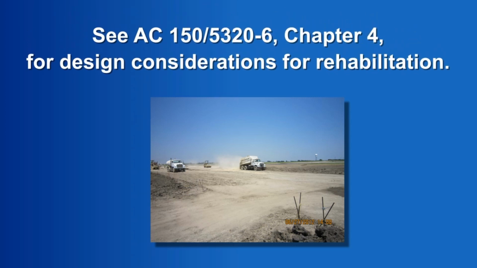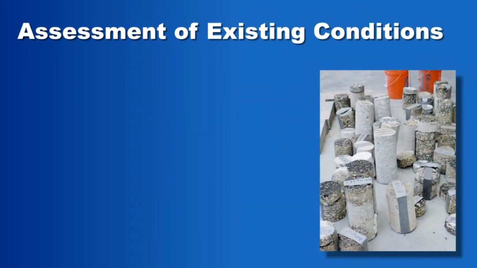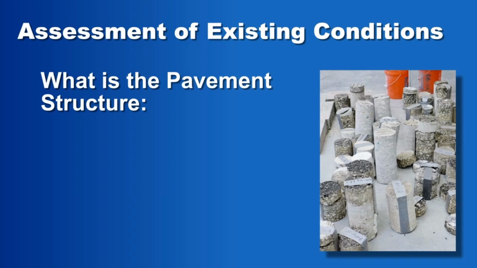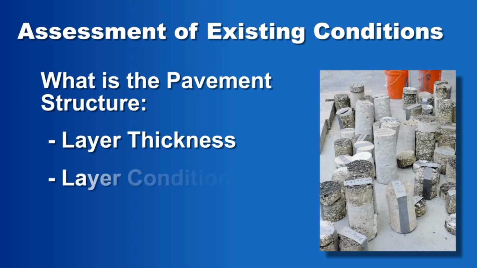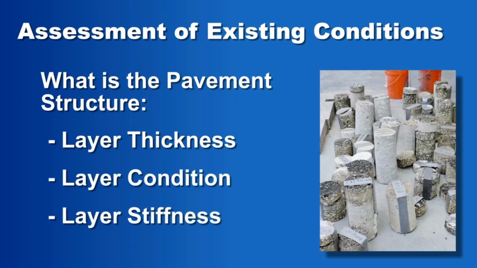See AC 150/5320-6, Chapter 4, for design considerations for rehabilitation. Assess the existing conditions with a combination of visual inspections plus field and laboratory testing. Determine the thickness, condition, and stiffness of each pavement layer. Use field and laboratory tests to establish the condition and strength of the existing materials. If available, review the PCI survey reports.